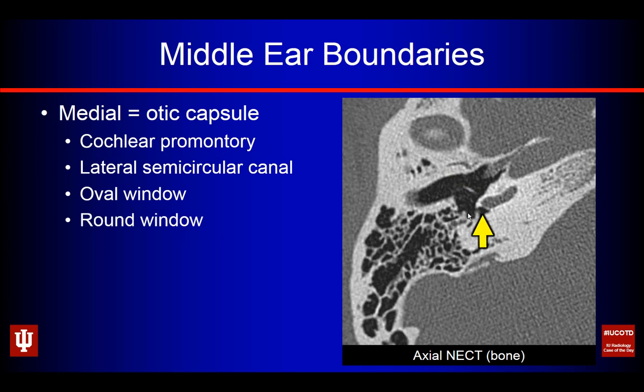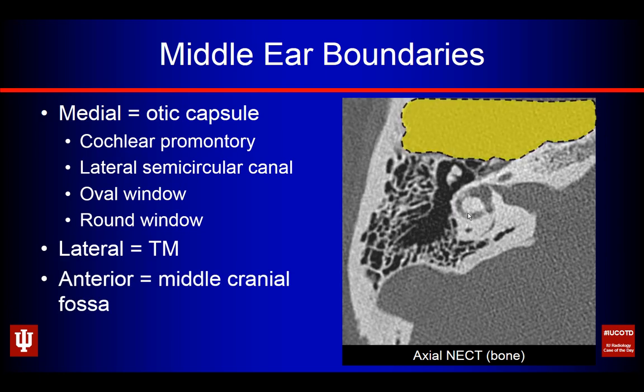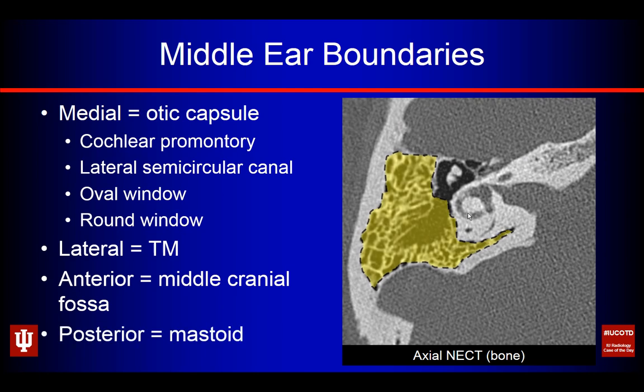And as we go a little bit further south, we can appreciate the round window sort of pooching down toward the mesotympanum. I'm sorry, to the hypotympanum. And then again, out laterally, our almost imperceptible tympanic membrane making up the lateral margin when we look on axial CT imaging. As we look anterior to this, we can see the middle cranial fossa is what sits anterior to it, and posterior to the middle ear, we have our mastoid air cells.